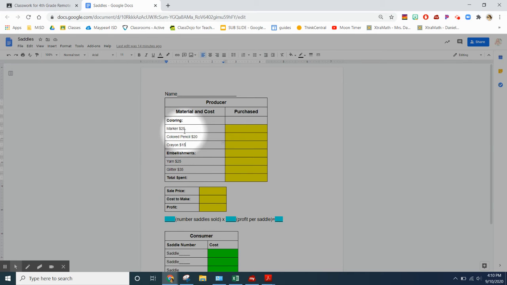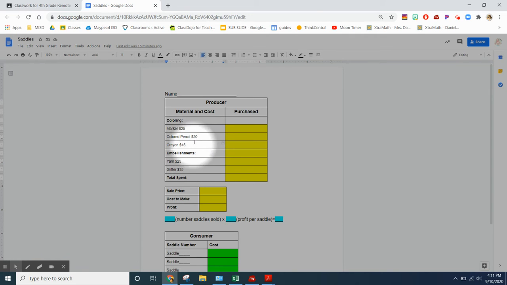For example, if I wanted to color my saddle with markers and create a design on my saddle with my embellishments, I couldn't do glitter because 25 plus 35 would be greater than $50. I would have to do yarn. So if I choose markers, I could only choose yarn to embellish it. But if I choose crayons to color it, I could use glitter because 15 plus 35 is $50. And if I use colored pencils, I can only use yarn. So pretty much you can only use glitter if you choose to color it with crayons.